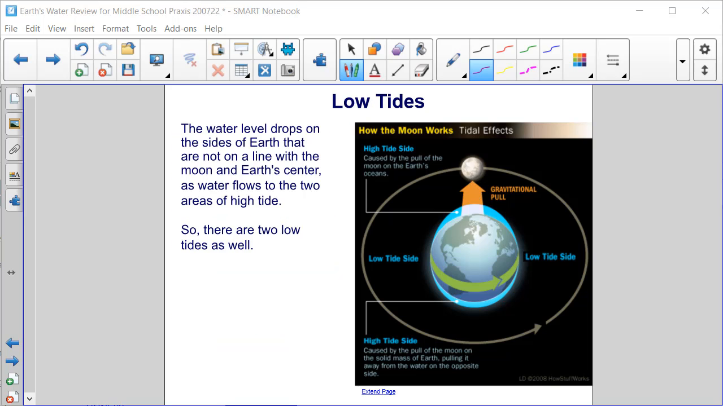The water level drops on the sides of Earth that are not on a line with the Moon and Earth's center. So if I draw a line here, those are my high tide sides. And so the low tide sides are the sides that are not on that line. So we have them here on either side. So there are two low tides as well.